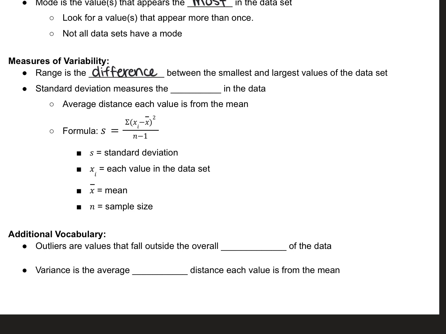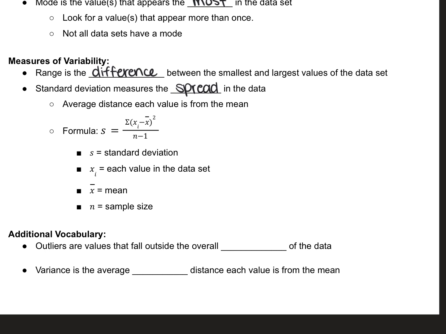So before, you might think of range as going from like 2 to 12, so it's not a single number, but in statistics, range is a single number. The one new thing that you may not have seen before is standard deviation. And standard deviation measures the spread in the data. More specifically, it is the average distance each value is from the mean. So standard deviation and mean are going to go hand in hand with each other for future sections.